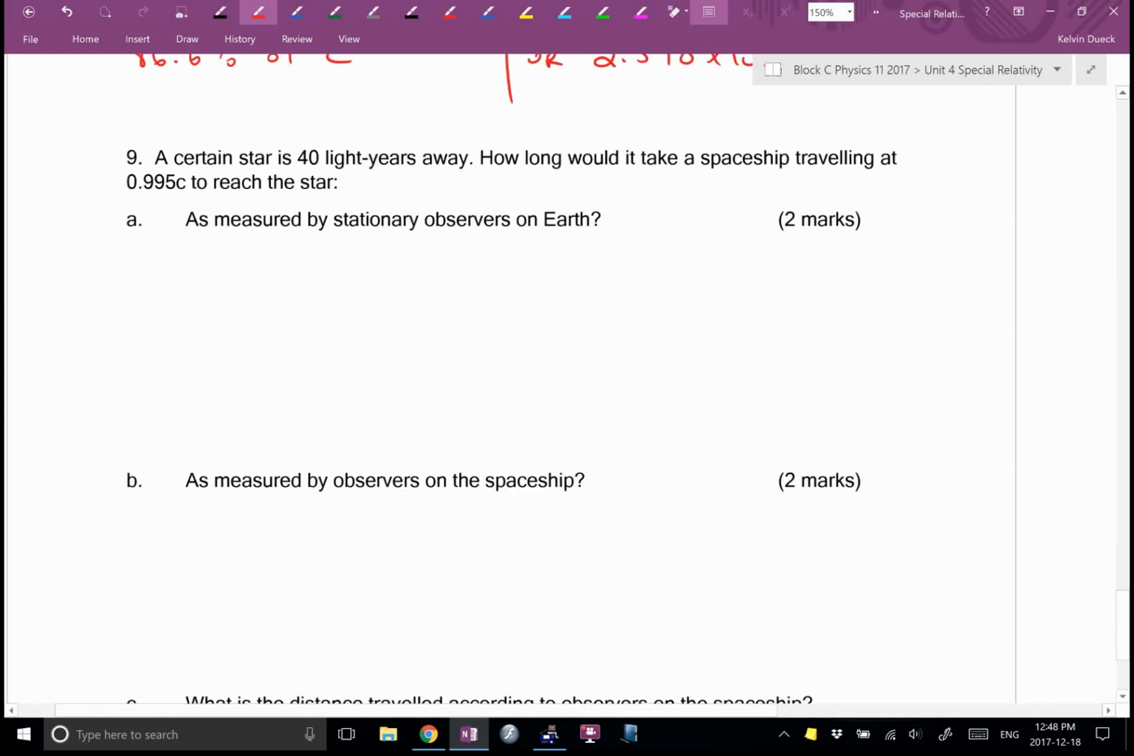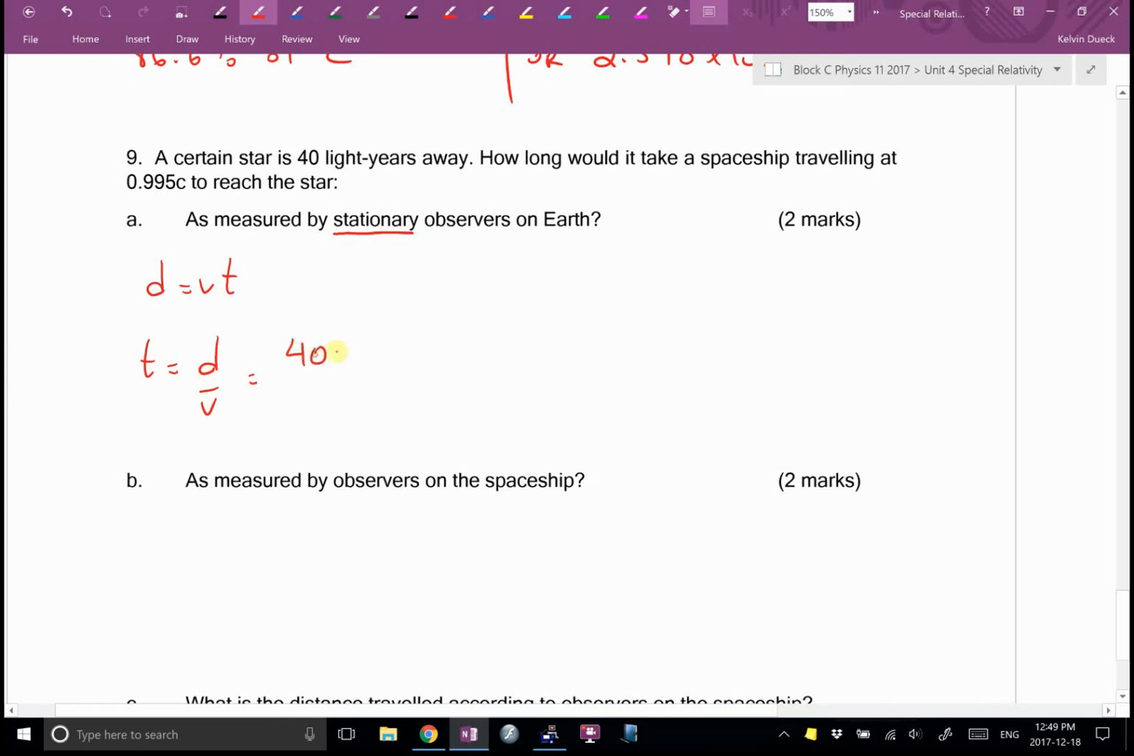I like number 9. Number 9 is a nice question. Keyword in 9A, stationary. So for 9a, we're not going at relativistic speeds yet, Emma. We can just use our d equals vt equation, not the fancy schmancy Einstein-y one, and they want to get time by itself, so it's going to be d over v.